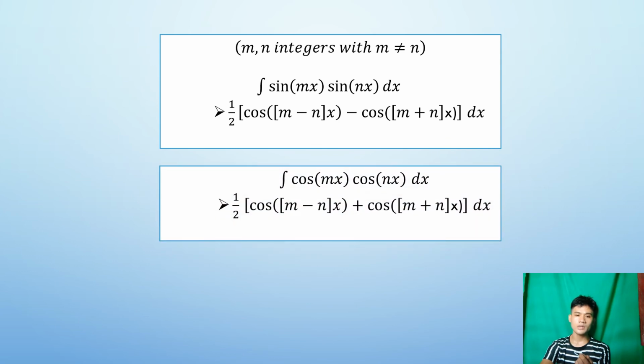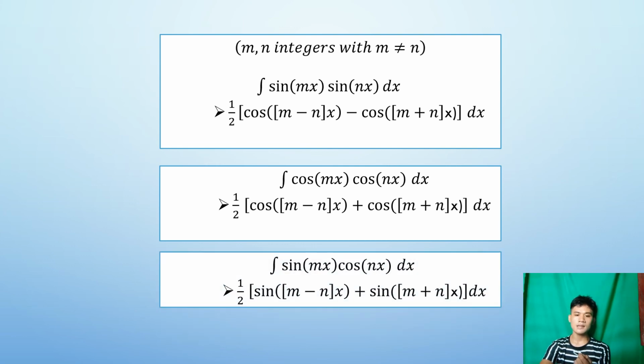The second one is the integral of cosine mx cosine nx dx, and that would be transformed into 1/2 the integral of cosine of (m minus n)x plus cosine of (m plus n)x dx. And the last one is the integral of sine mx cosine nx dx, transformed into 1/2 the integral of sine of (m minus n)x plus sine of (m plus n)x dx.